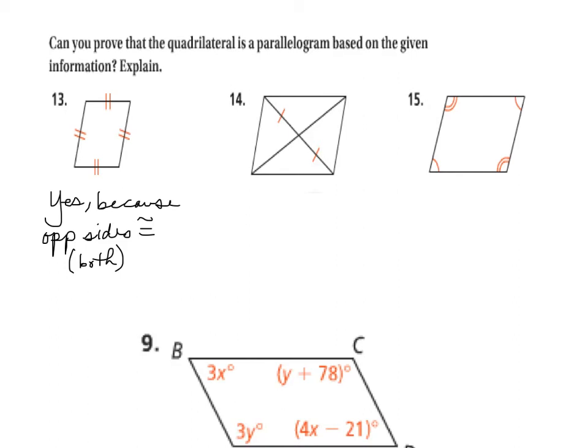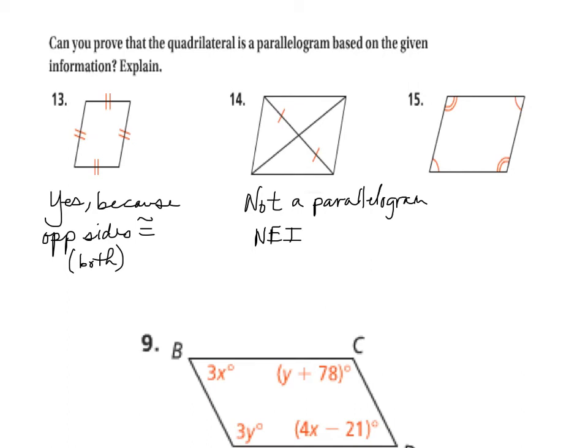Number 14: you'll notice that this diagonal is bisected, but only one diagonal is bisected. It has to have both diagonals bisected, so there has to be two marks here. You can't assume this. So this is not a parallelogram, because we do not have enough information. It did not show that these two sides were also bisected, and since it didn't show that, we cannot assume that they are congruent. Therefore, there's not enough information to prove that it's a parallelogram.